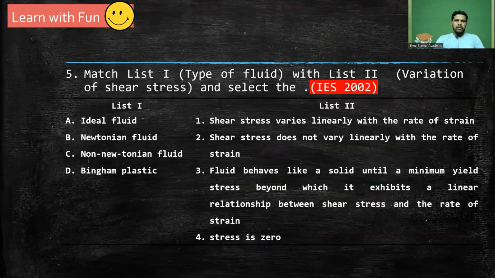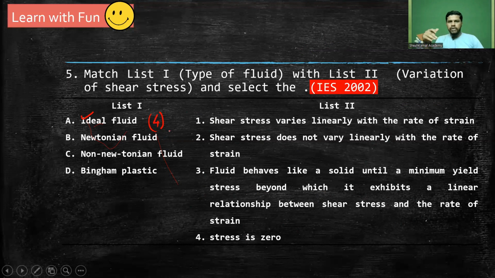Now next, you have to match list 1 with list 2. List 1 contains the type of fluid and list 2 is the variation of shear stress. Now see, A is the ideal fluid. For an ideal fluid, the shear stress is 0. If you see in list 2, the fourth one is shear stress is 0. So A matches with 4.